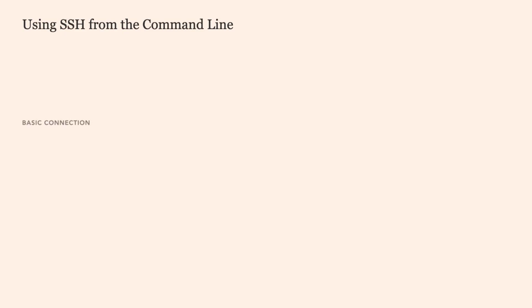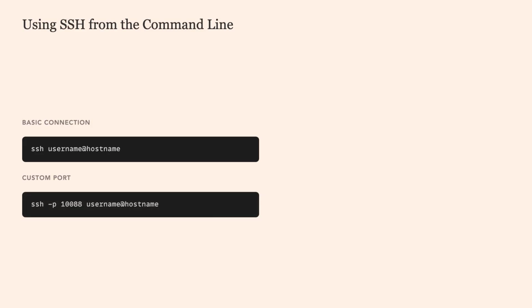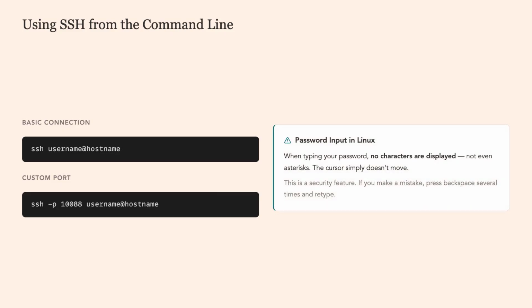The basic syntax is simple. You type ssh followed by your username, the @ symbol, and the hostname or IP address. For example, ssh john@192.168.1.100. If the server uses a custom port instead of the default port 22, you add the -p flag followed by the port number. For example, ssh -p 10088 john@192.168.1.100.